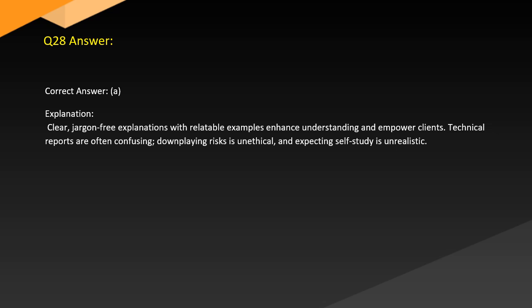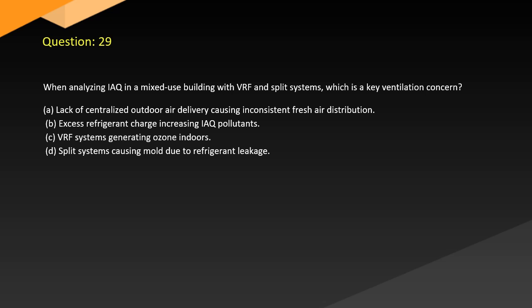Question 29. When analyzing IEC in a mixed-use building with ERF and split systems, which is a key ventilation concern? A. A lack of centralized outdoor air delivery causing inconsistent fresh air distribution. B. Excess refrigerant charge increasing IEC pollutants. C. ERF systems generating ozone indoors. D. Split systems causing mold due to refrigerant leakage.